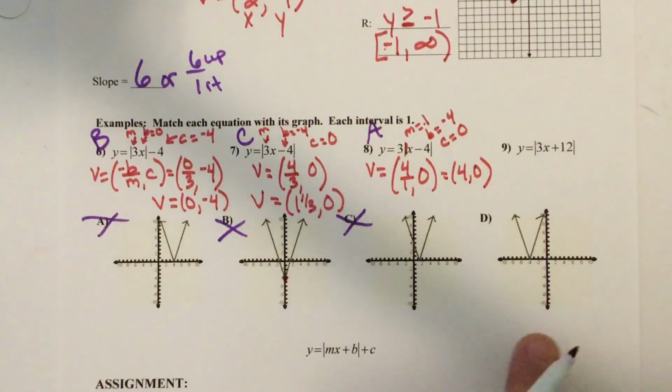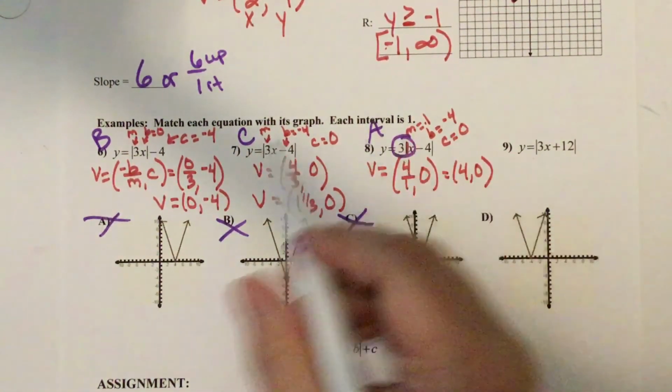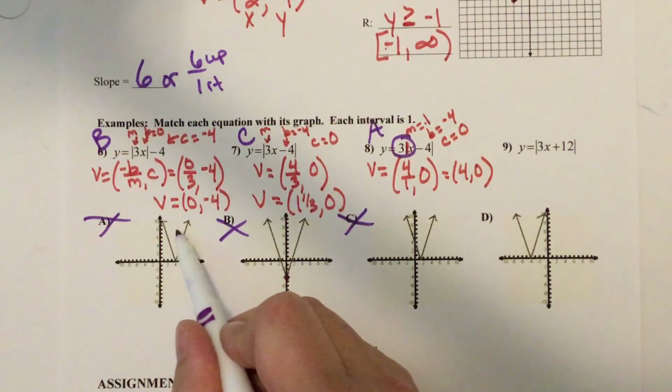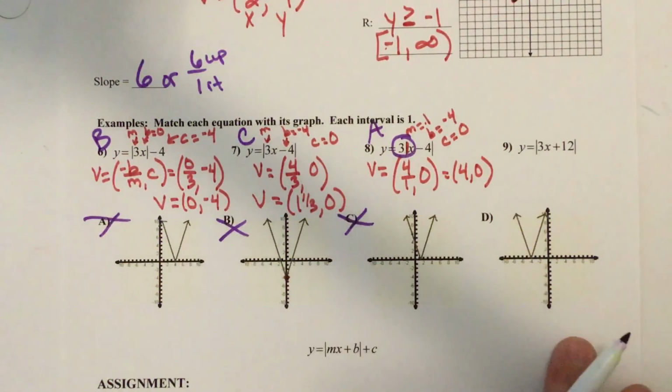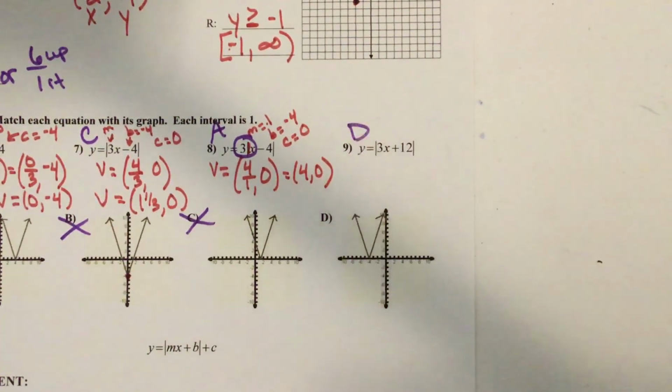And A is done. And if I had to check slope, the slope would have been 3. And this goes up 3, right 1, up 3, right 1. So sure enough, the slope is good. And so that means that number 9 must be D.